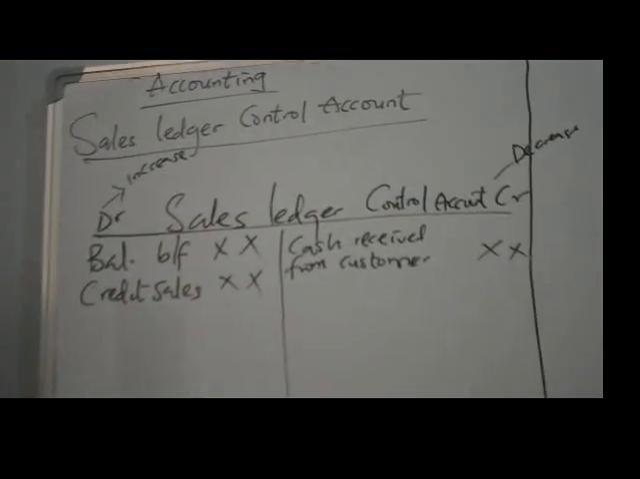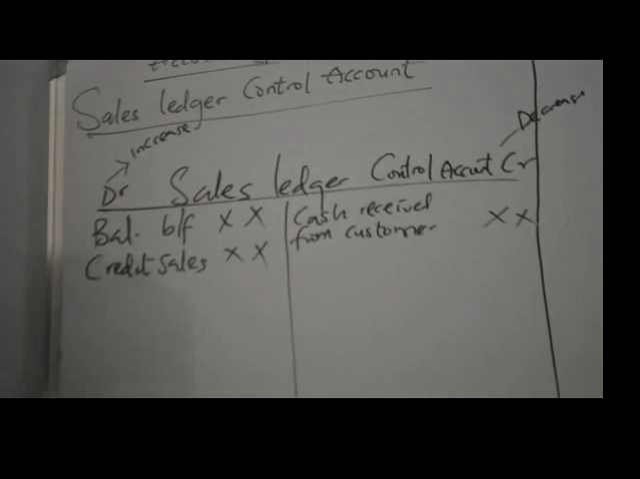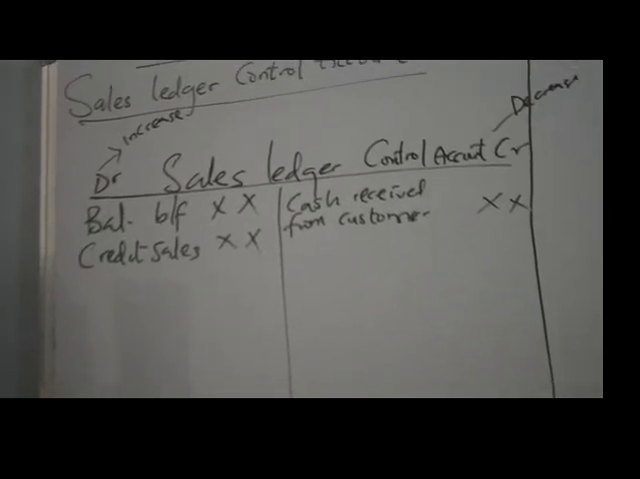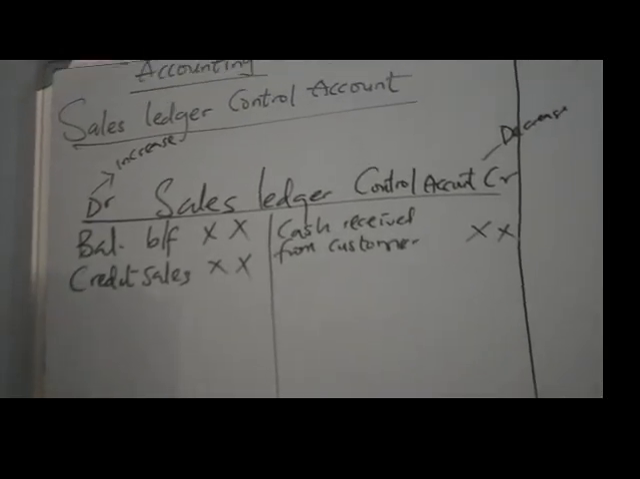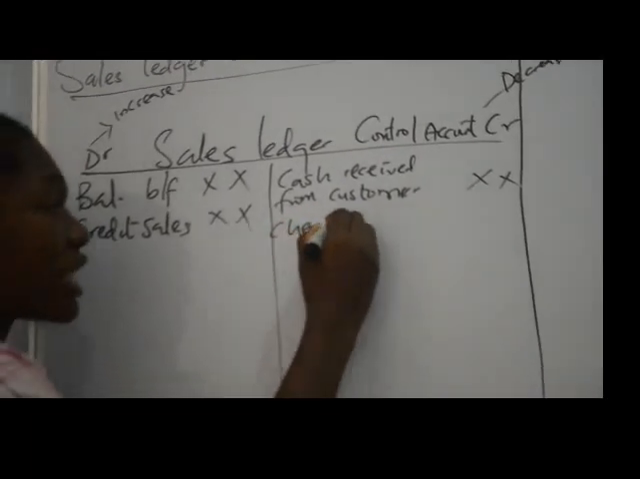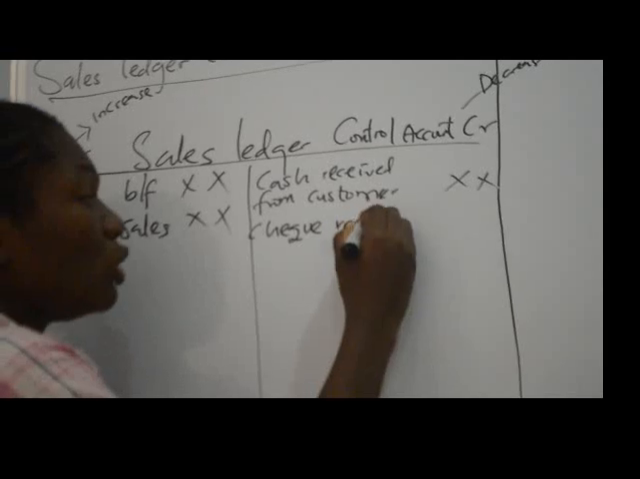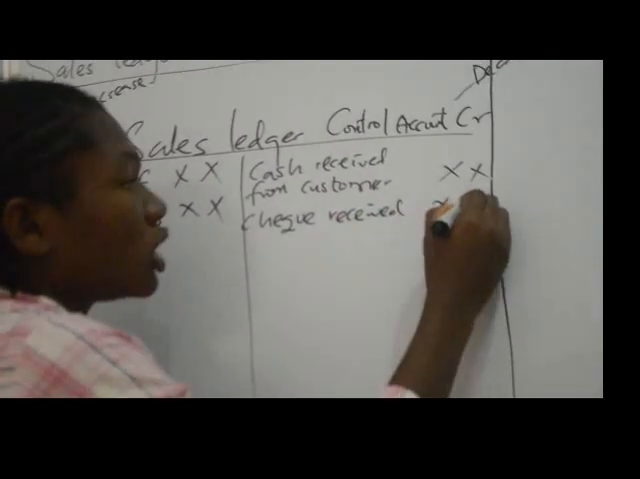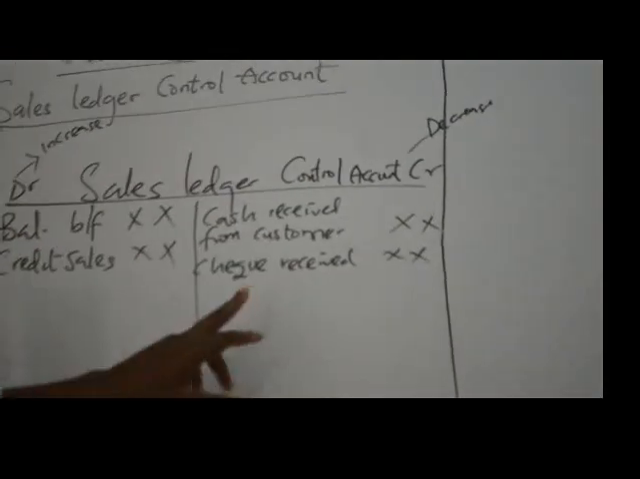Are we together? All right. And sometimes not all customers pay in cash. Some pay by transfer, so they pay through check or by transfer. Now when they pay through check, you also credit it, because this will also be reducing the amount owed. Are we together? This will also be reducing the amount owed.